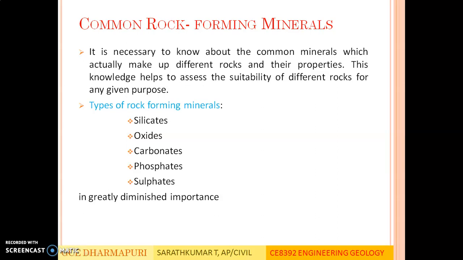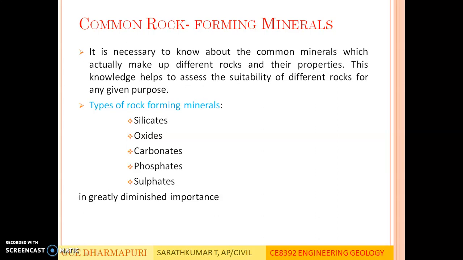As we saw in the previous videos, our earth crust is mainly made up of oxygen and silicon. Those combined together are called silicates, and in minimum quantity carbonates, phosphates and sulfates are there. So it is necessary to know about the common minerals which actually make up different rocks and their properties. This knowledge helps to assess the suitability of different rocks for any given purpose.